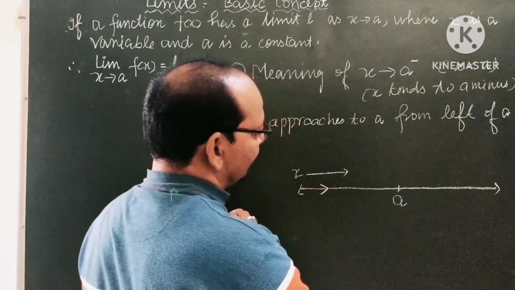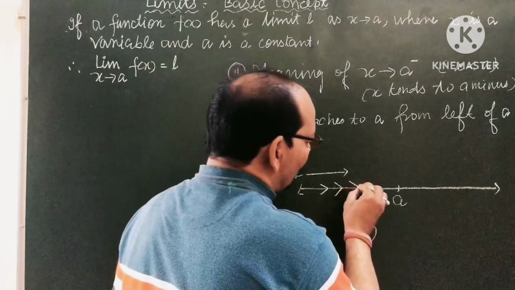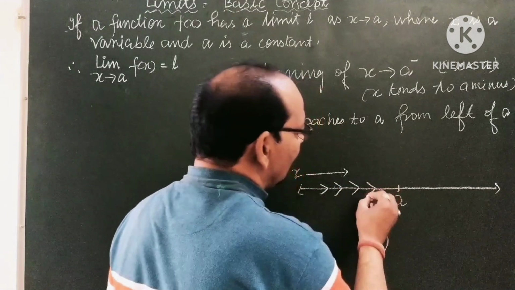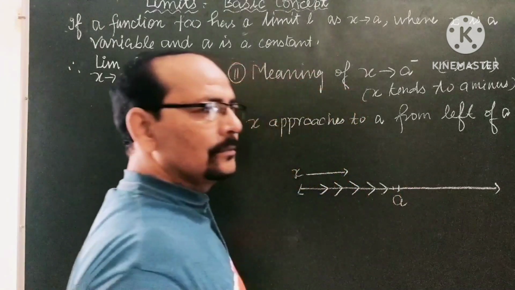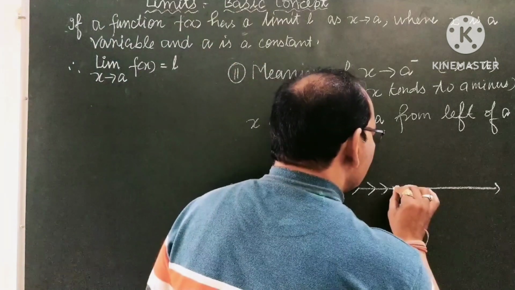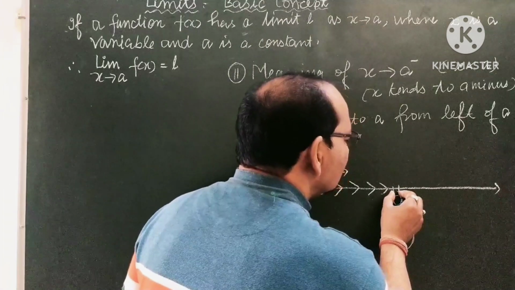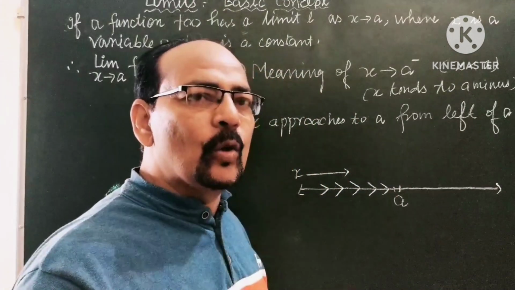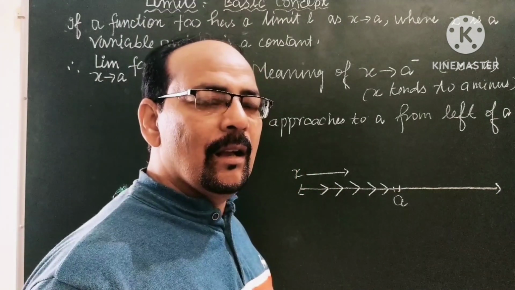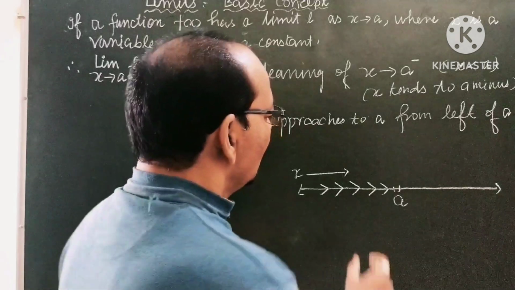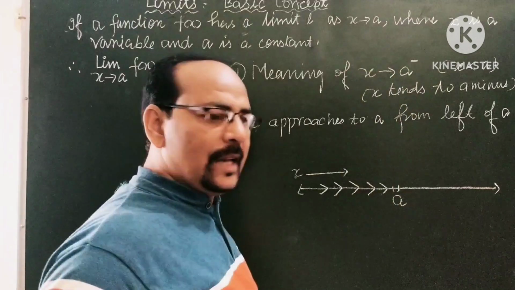If x is here, it goes here, after it goes here, after it goes here, and at last it goes here. Therefore, the distance between this and this point will be very small, as small as possible, in this condition, x less than a or x tends to a minus.